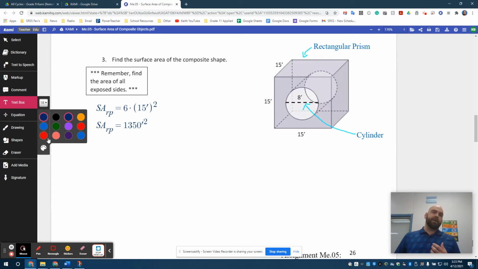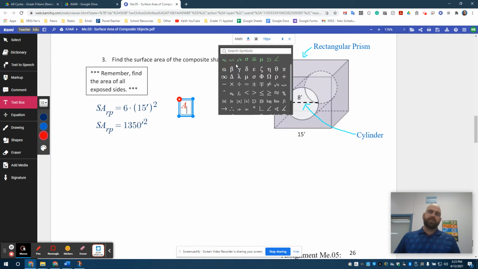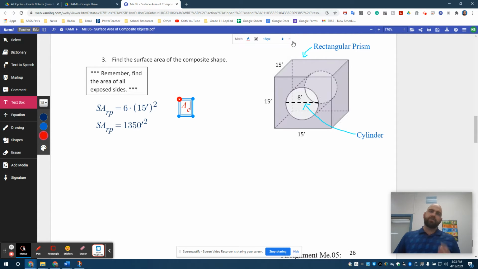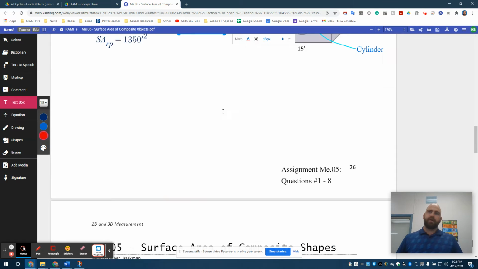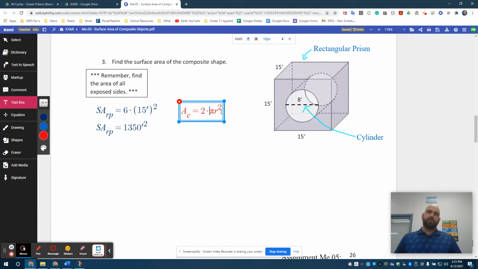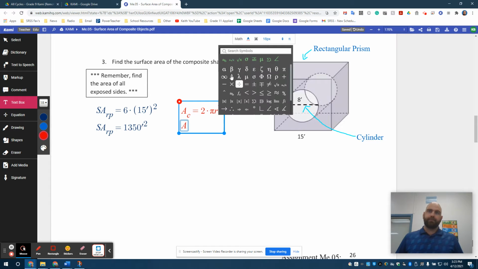So I'm going to find the area of the circle which is being cut out. I'm starting with that. The area, and you'll notice I'm using just A for area. Area of the circle is pi r squared. And there are 2 of them, so I'm going to multiply by 2, to find the area of both circles, which I'm then going to subtract out of my rectangular prism.